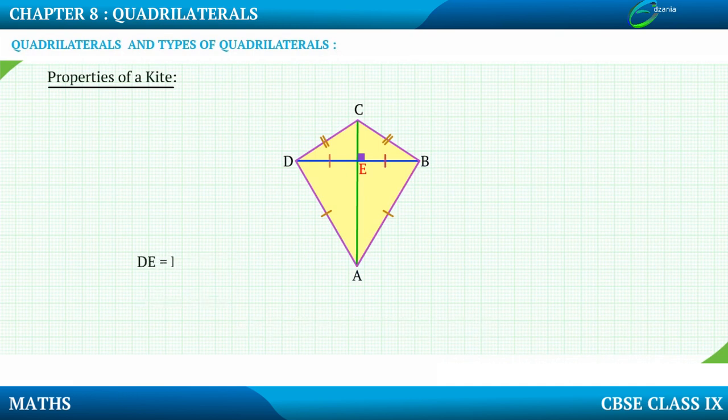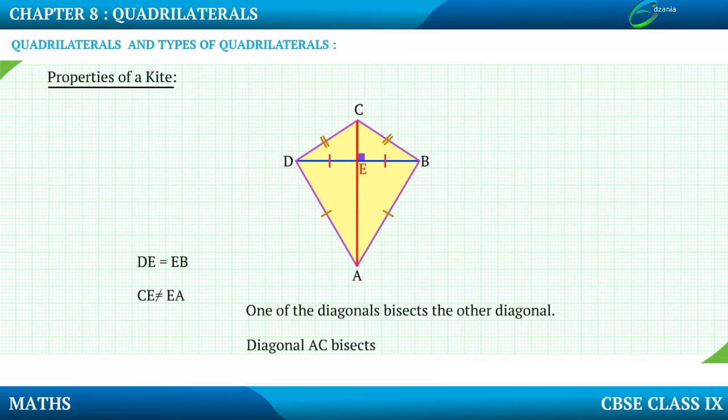DE is equal to EB. CE is not equal to EA. One of the diagonals bisects the other diagonal. Diagonal AC bisects BD perpendicularly at E.